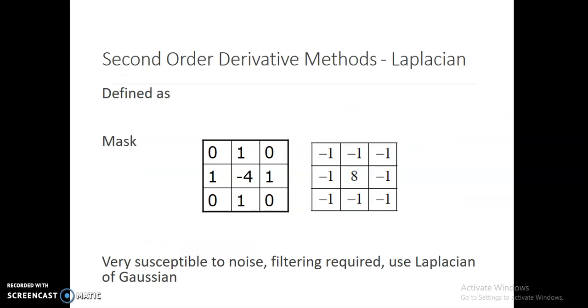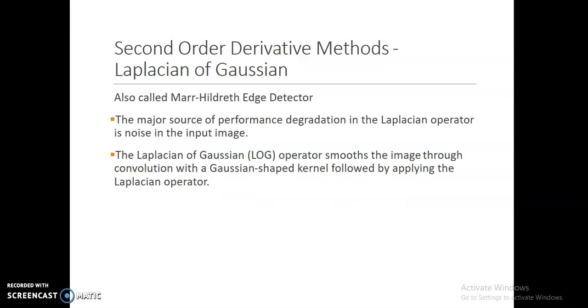Next, we move to the second order derivative. As we discussed earlier, this is the Laplacian operator. Both of these are Laplacian operators, and they could be used for edge detection. It is also termed an isotropic filter because it is rotation invariant. It is very susceptible to noise, so we use the Laplacian of Gaussian operator as an alternative. Laplacian of Gaussian operator is also termed the Marr-Hildreth edge detector.